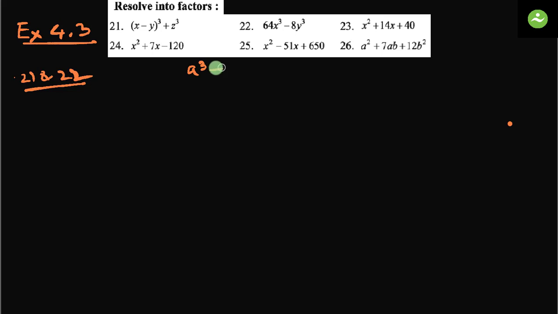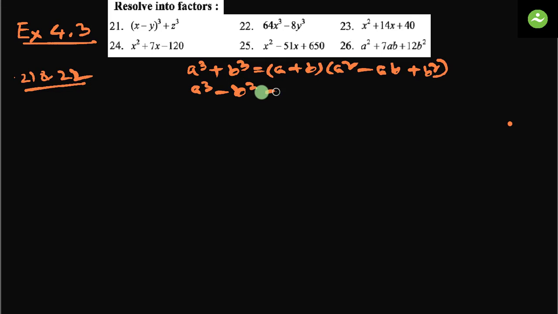For resolving into factors, we always use this cube formula. a cube plus b cube equals a plus b into a square minus ab plus b square. And a cube minus b cube equals a minus b into a square plus ab plus b square. Okay. Now let us start with number 21.